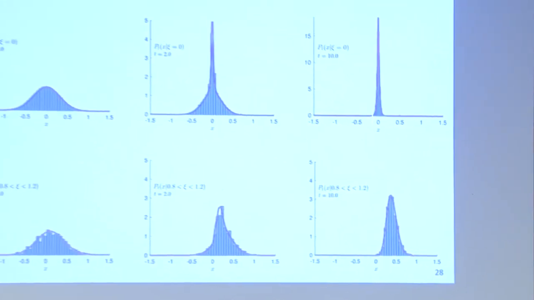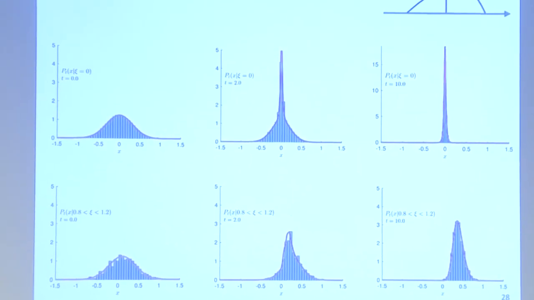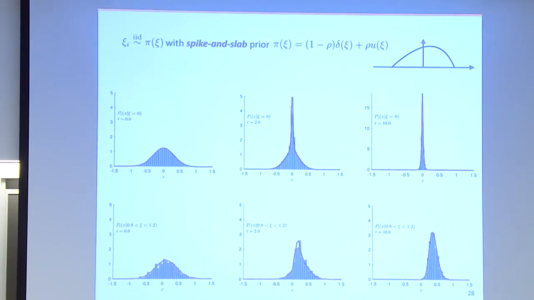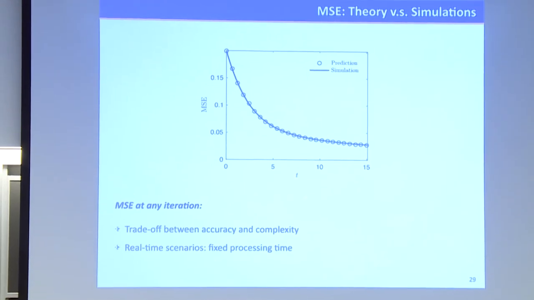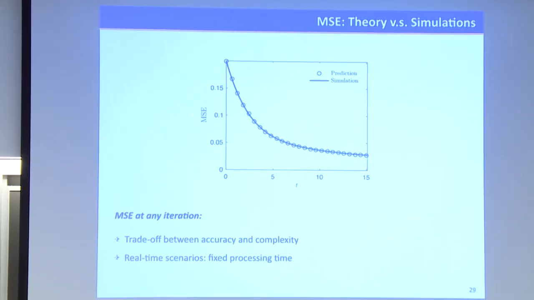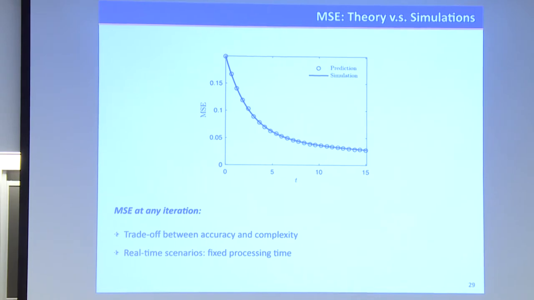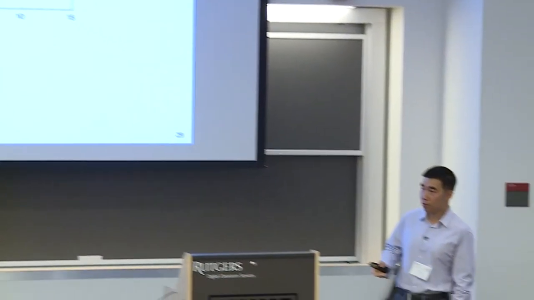But proving it is very difficult. And then some simulation of the prediction of the theory density versus the actual empirical histogram for this lasso algorithm at different running times, t equal to zero to t equal to 10. So you can see that it's a pretty accurate prediction. And for a lot of practitioners, MSE is the most important metric. And from this analysis, we can know the MSE as a function of the rescaled iteration step. Theory versus simulation, right? So how much time do I have left?